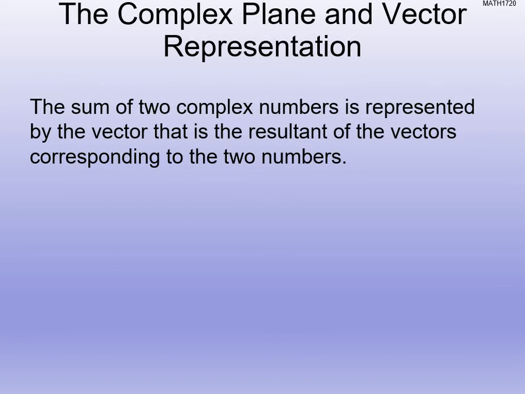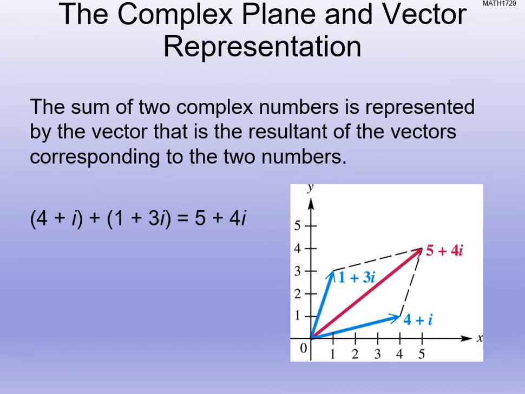So the sum of two complex vectors is still the resultant vector, so none of the rules of vectors that we learned in Chapter 7 are any different here. We just have to keep reals with reals and imaginaries with imaginaries. So if we have this example here for this resultant vector, we have 4 plus i plus 1 plus 3i is equal to 5 plus 4i. So on the left-hand side, we're able to add the 4 plus 1, that's the real part, and get 5 for the real part, and we have i plus 3i gives us 4i for the imaginary part.